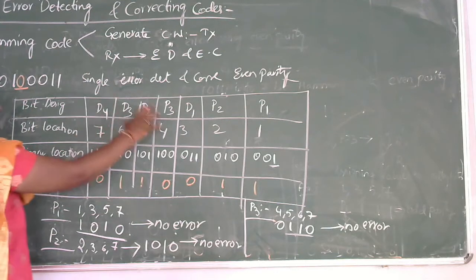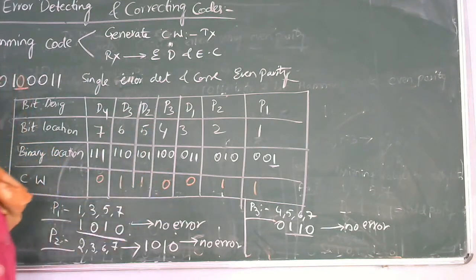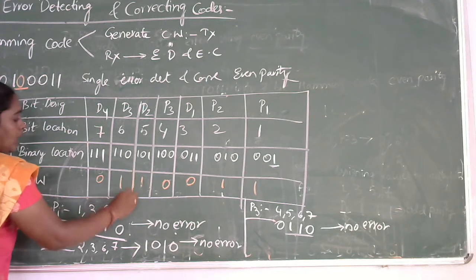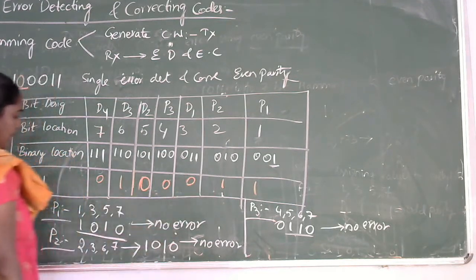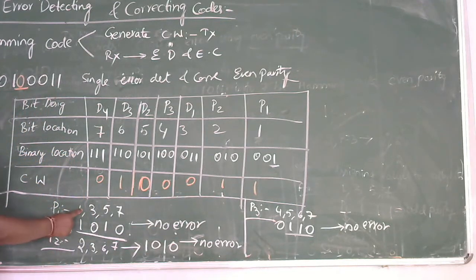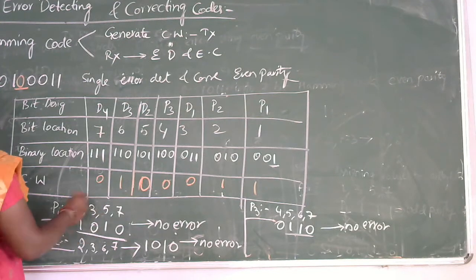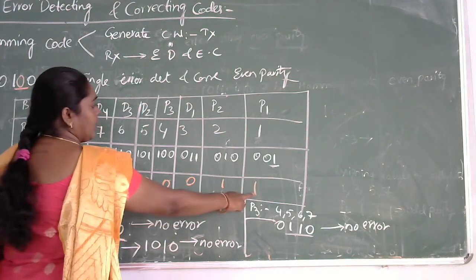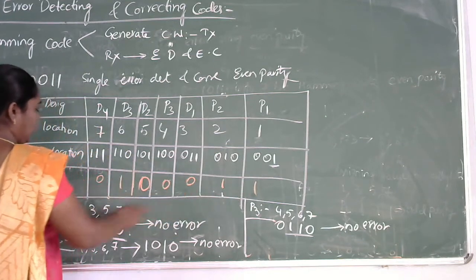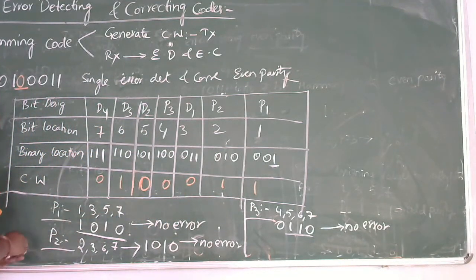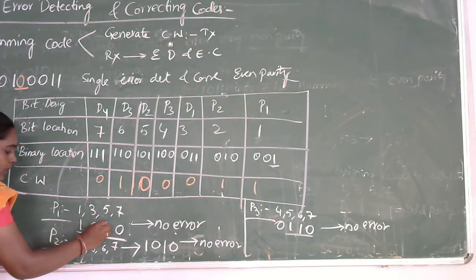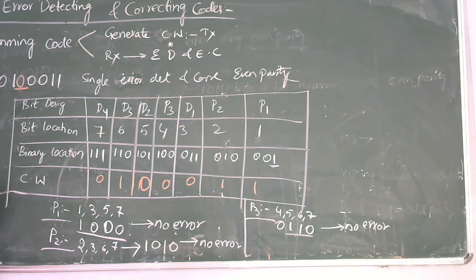0, 1, 0, 1, 0, 1. So the first three rows will be the same. The only change over here is now the received code word is 0, 1, 0, 0, 1. For P1, I need to check the same 1, 3, 5 and 7. So under 1 now I am having 1. For 3, 0. But for 5, here I am having 0. So now I need to replace this 1 with 0.